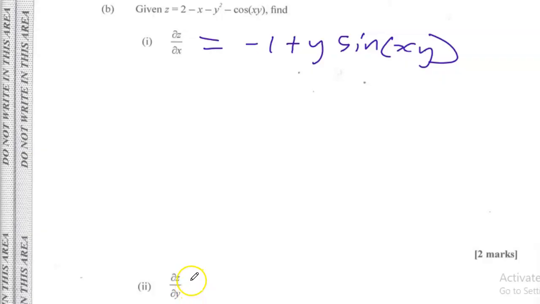Partial z by partial y. This time we're going to treat the x as a constant and the y as a variable. So differentiate 2 or any constant, we get 0. Differentiate x or any constant, we get 0. Differentiate negative y squared, multiply by the power, subtract 1 from the power, so that's negative 2y. And then differentiate the cos term. Remember, differentiating cos gives negative, so negative, negative, that's how we get the positive, same as up here. That's plus, and sine, the angle remains the same. But this time, since the variable is y, the coefficient now is the x, so we'll put the x at the front here.